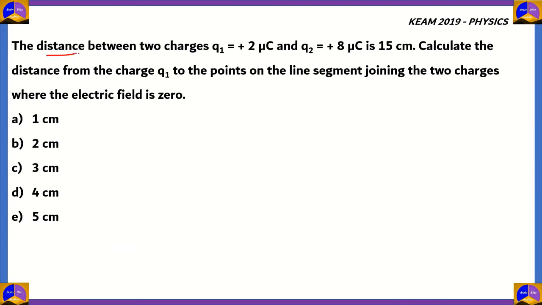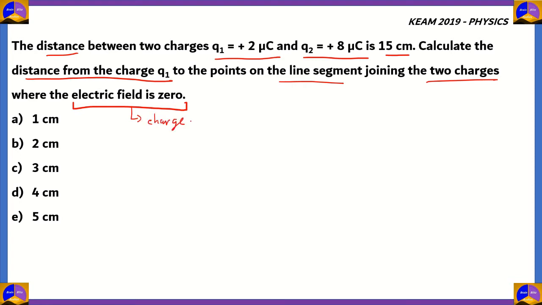Next question. The distance between two charges, Q1 equals 2 microcoulombs and Q2 equals 8 microcoulombs, is 15 centimeters. Calculate the distance from the charge Q1 to the point on the line segment joining the two charges where the electric field is 0. Now, electric field can be due to a charge that is present in the vicinity. So when the electric field due to the charges present is 0, that means we have opposite electric fields canceling each other out at a point, say X. So let's say we have 2 microcoulombs here, and then 15 centimeters away, we have 8 microcoulombs of charge.